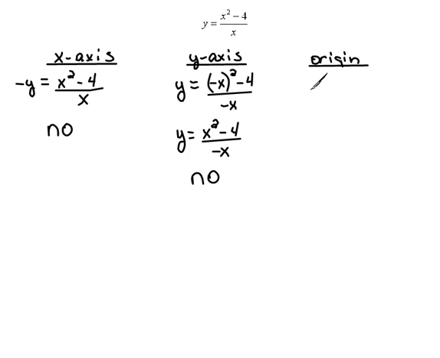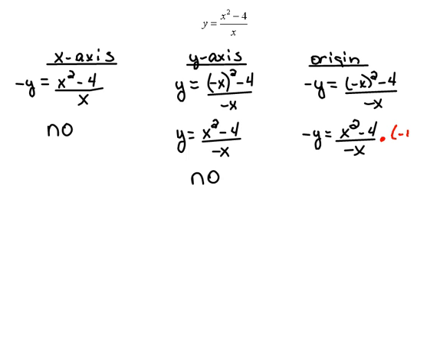Let's try the origin. For origin symmetry, we have to replace both the x and the y with negatives. So negative y equals negative x squared minus 4 over negative x. So now here we have negative y equals x squared minus 4 over negative x. And you know what I'm going to do to get rid of this negative x here on the bottom? I'm going to multiply both sides by a negative 1.